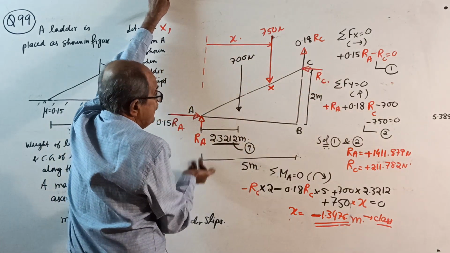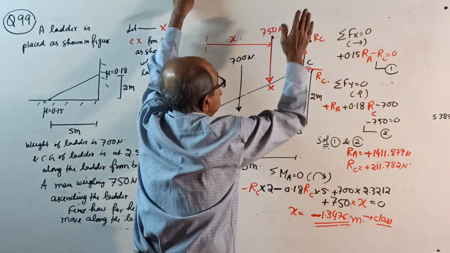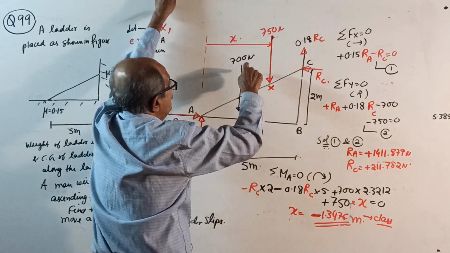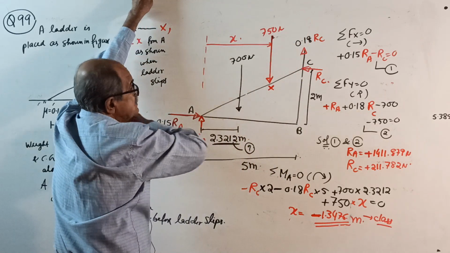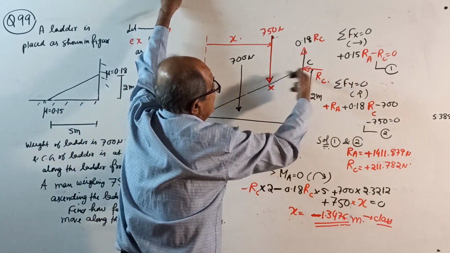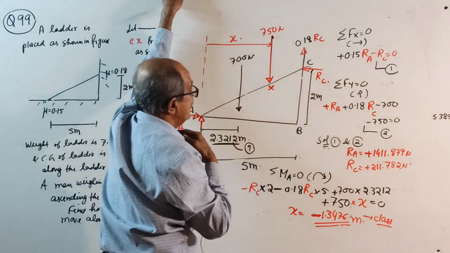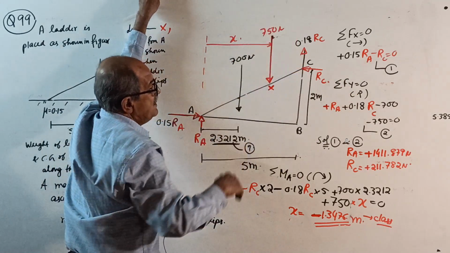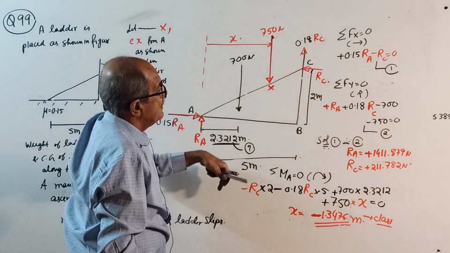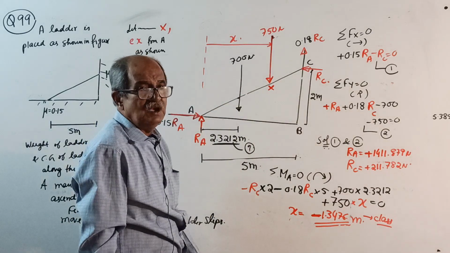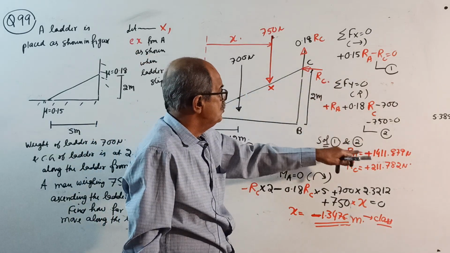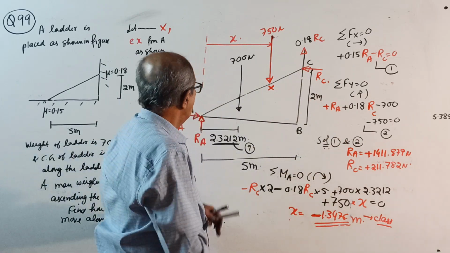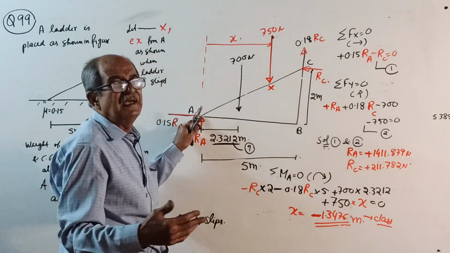Sigma Fx equals 0, first: RA plus 0.18 RC, plus 0.15 RA minus RC equal to 0, equation 1. Sigma Fy equals 0: RA plus 0.18 RC minus 700 minus 750 equals 0, equation number 2. Solve 1 and 2, you get RA and RC. Lastly, take moment, same as last time.